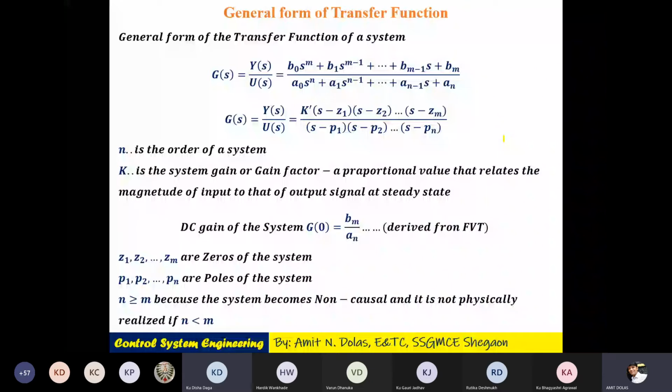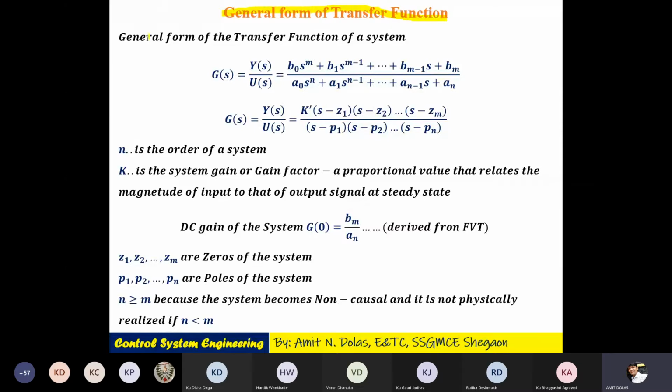Yeah, so we have seen Laplace, inverse Laplace, and what the transfer function is. So we'll go into more detail on the transfer function and the different things that need to be taken into consideration while solving problems or working on the transfer function.